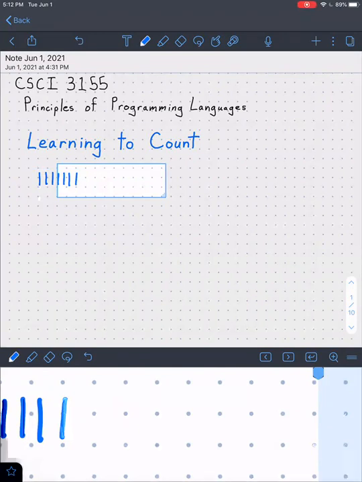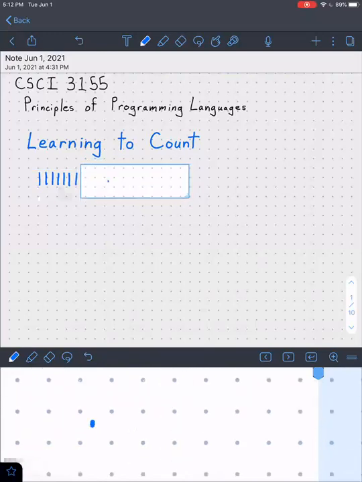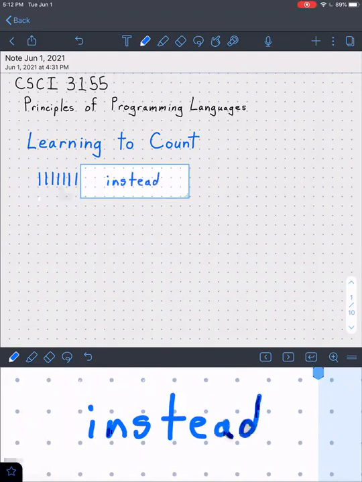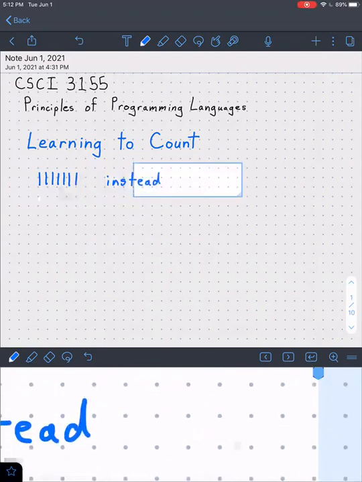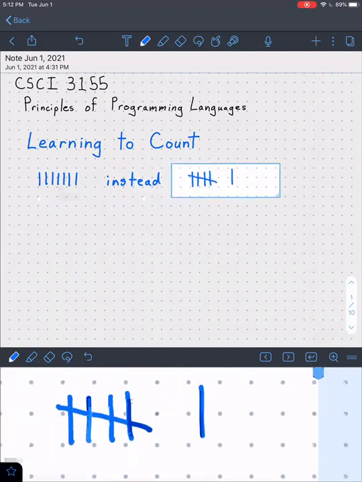But what's the first logical thing we could do to clean this up a little bit? Yeah, how we did it in elementary school, the fifth one was crossed out, right? So instead, we could do 1, 2, 3, 4, and then we group them into 5. And then we have 2 more, right?